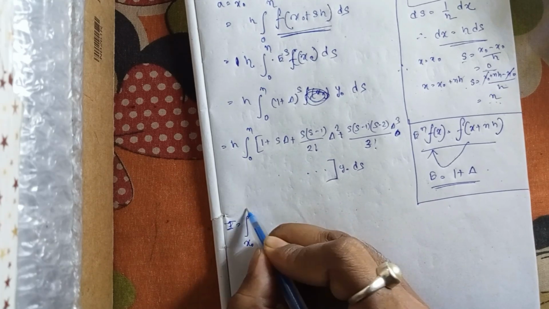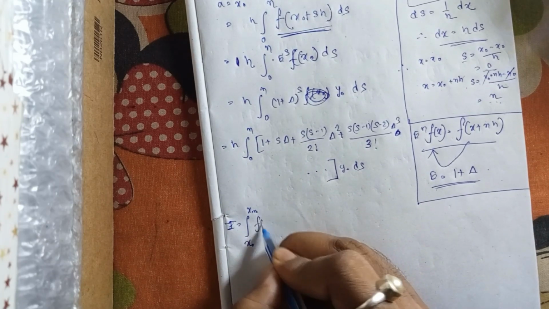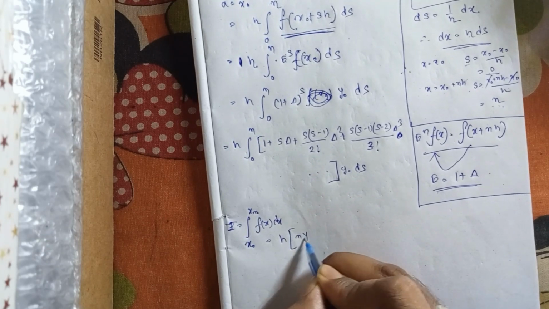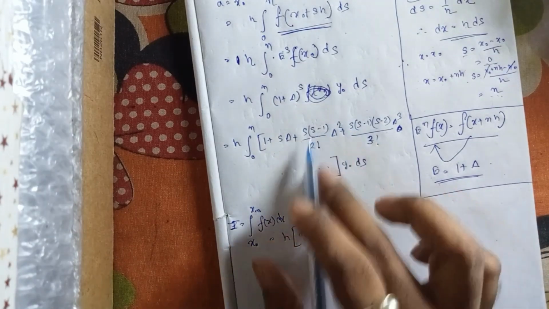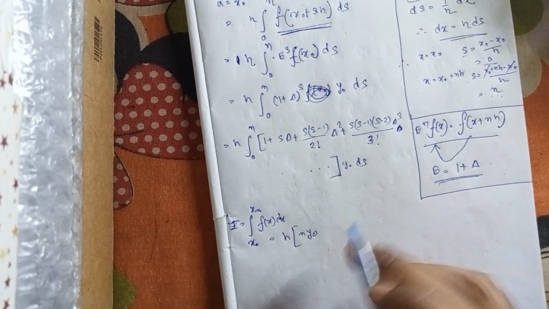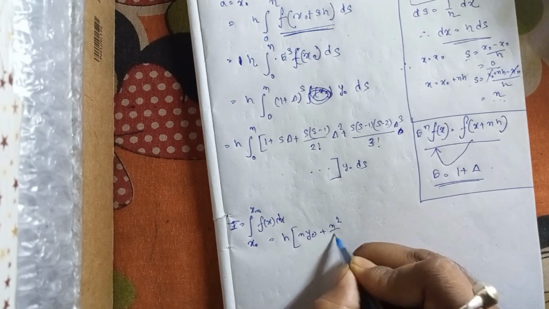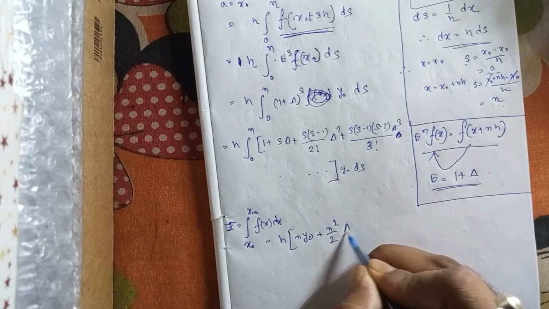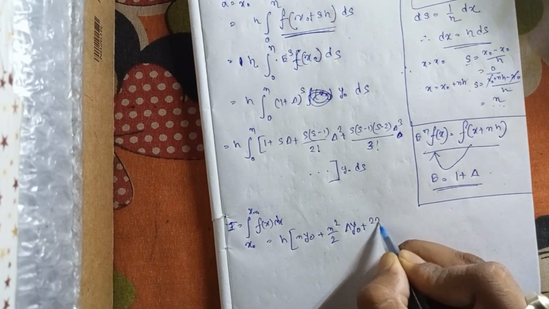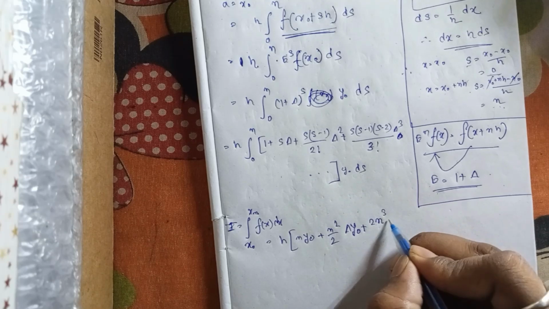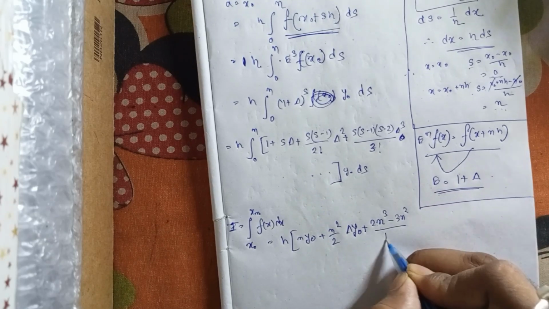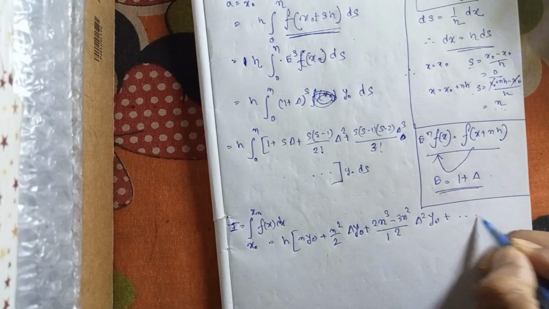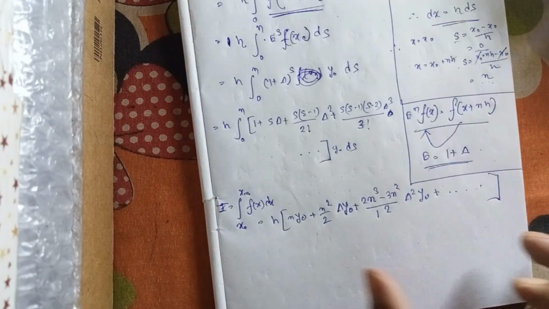integration of x0 to xn f of x dx equal h into n y0. After this you can also calculate this integration, okay, and the values, and also put limit values, okay, 0 and n. Okay, so this is the values after integration.